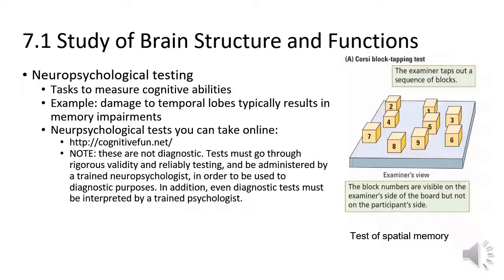Okay, so neuropsychological testing: these are tasks that are done typically with a psychologist or a neuropsychologist to measure cognitive abilities. So for example, damage to the temporal lobes would typically cause memory impairments, and we have a whole battery of memory tests that are associated with different specific functions in memory. So you might do a test with them if you suspect that their spatial memory is impaired. You might do this block tapping test where the experimenter taps these blocks in a specific pattern, and the individual who's being tested, who can't see the numbers on those blocks, would have to tap it in the same pattern. So they would have to remember the spatial sequence.